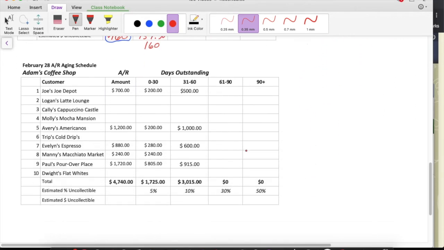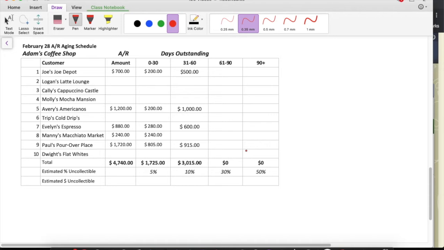So we're going to scroll down here to the bottom, and here we have the aging schedule for February. Joe's Joe Depot, who purchased $500 worth of stuff from us in January, still has not paid us for that $500 worth of stuff. So now they are outstanding 31 to 60 days of that amount that they owe us. They purchased some additional stuff from us in February, so that stuff is 0 to 30 days outstanding, and the total amount they owe us then is $700.